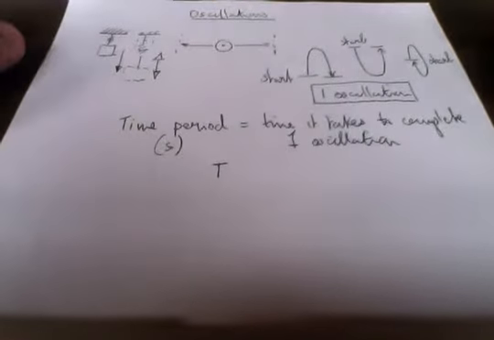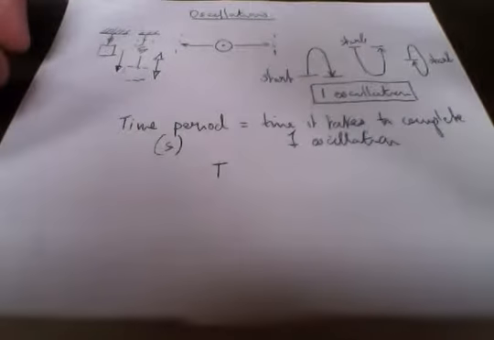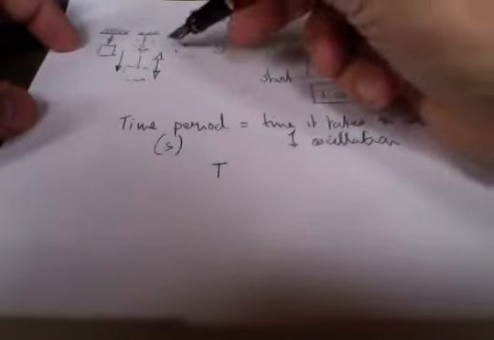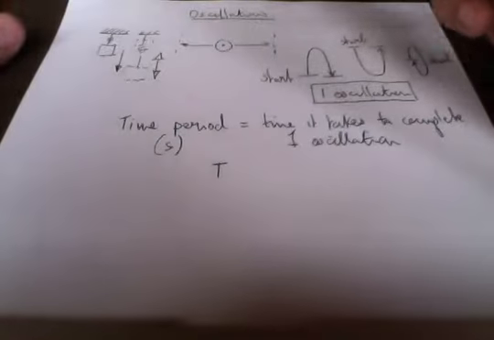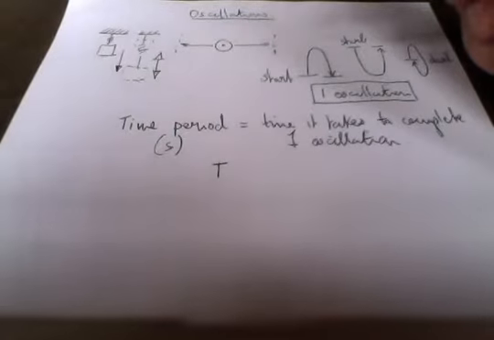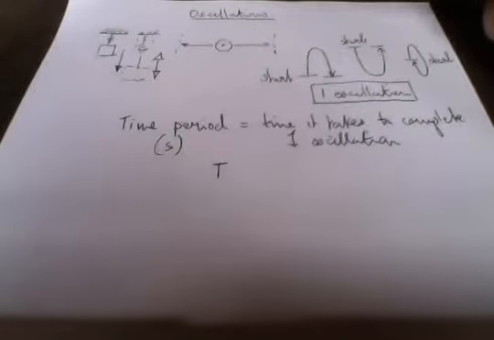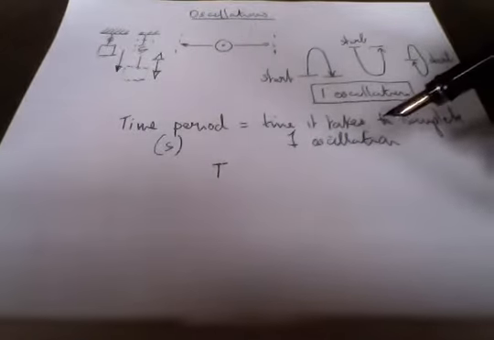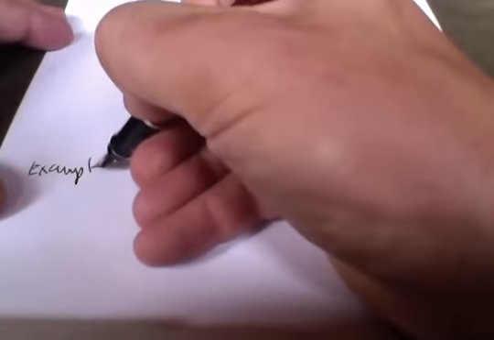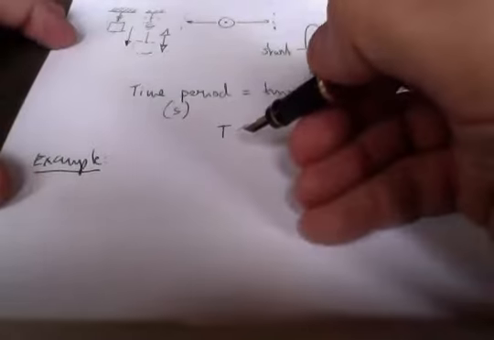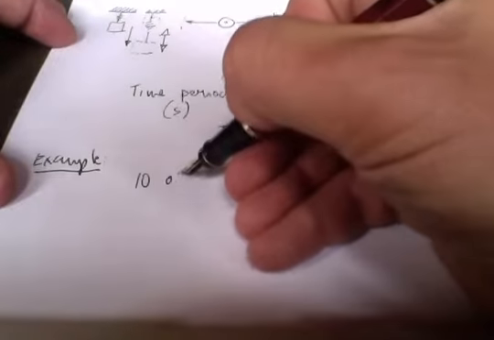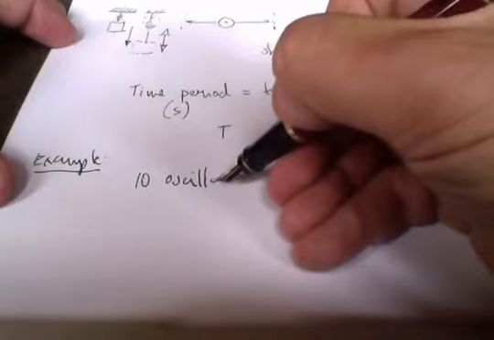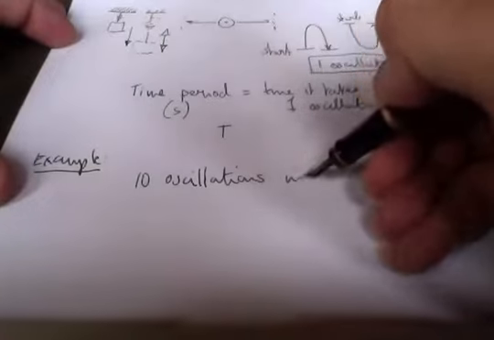Now let's just try a few examples. Quite often these vibrations might be very, very fast, so you won't have a chance to time just one oscillation. You might only have a chance to time, say, 10 oscillations. So let's look at what happens if you measure more than one vibration, and let's work out how much the time period will be. Okay, here's the first example. Let's imagine we have 10 oscillations in 5 seconds.